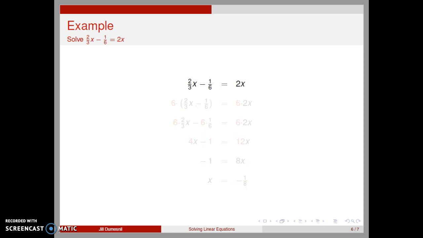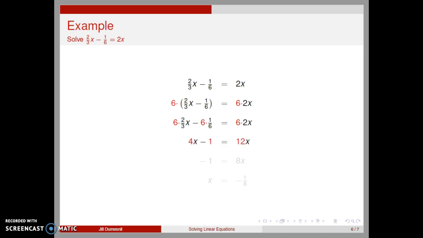Let's complicate the problems with more fractions. Let's solve the equation 2/3 x minus 1/6 equals 2x. This time, I might want to multiply by the least common denominator on both sides to clear out the fractions. The least common denominator of all the fractions involved in the problem is 6, so 6 is what we multiply on both sides. We have to distribute the 6 on the left-hand side.